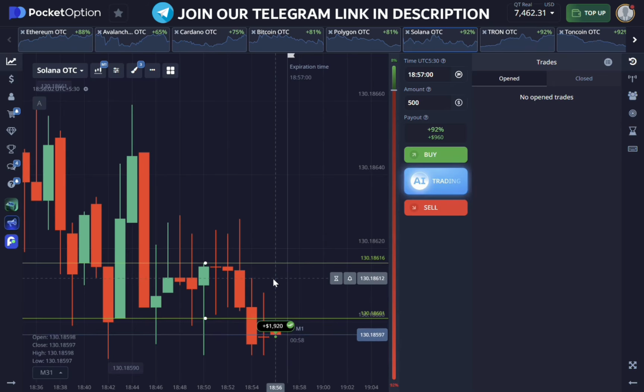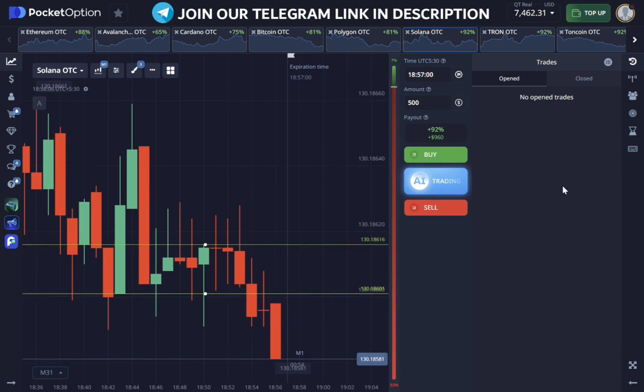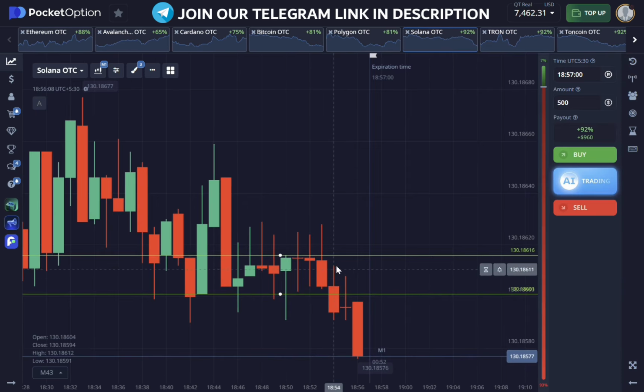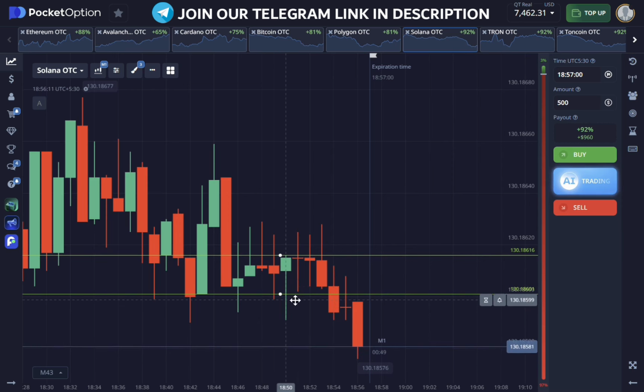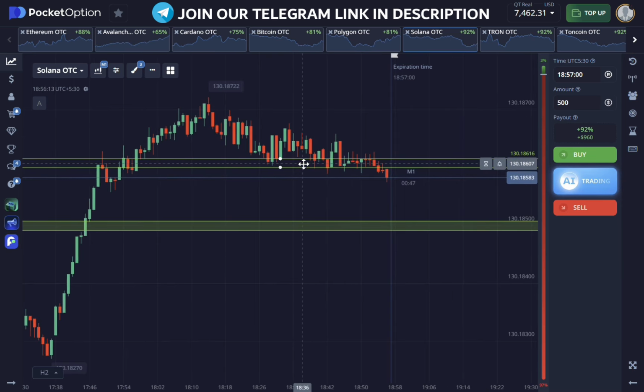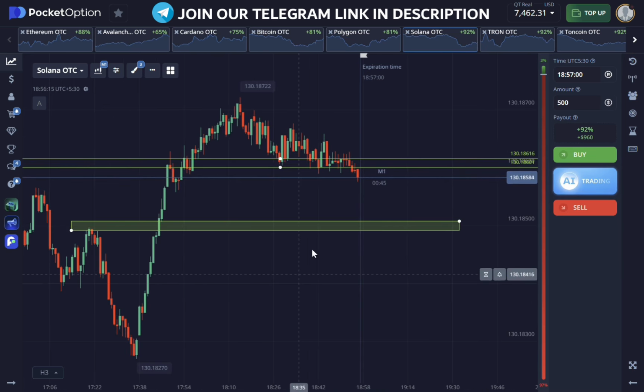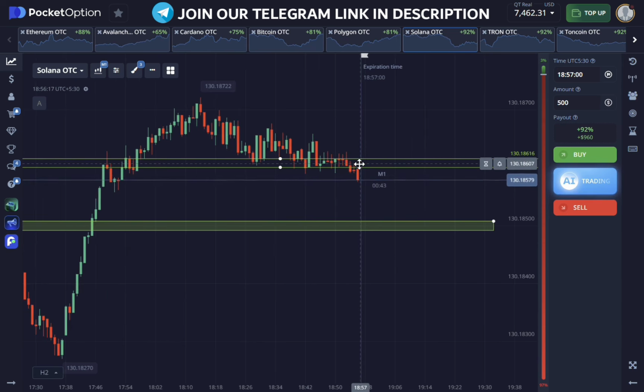So a significant red candle has formed right here. And now our trade has become profitable at this point, guys. This happened because we clearly saw a strong breakout at the specific level we had previously marked. We placed our level correctly, just as I told you before, when the market was consolidating.